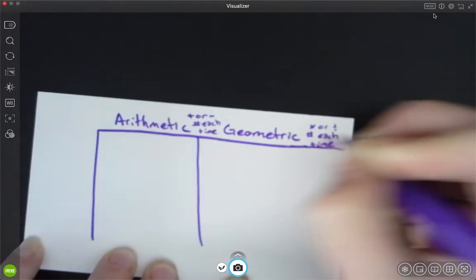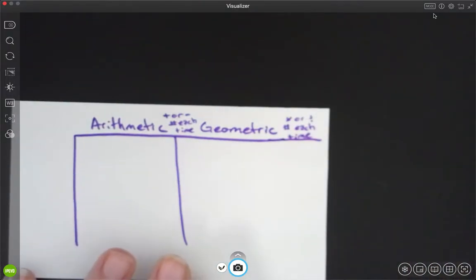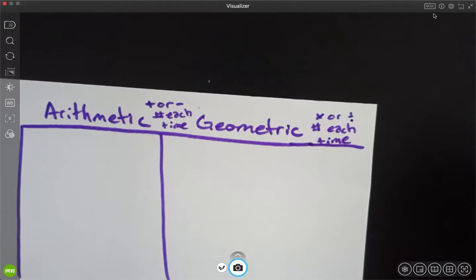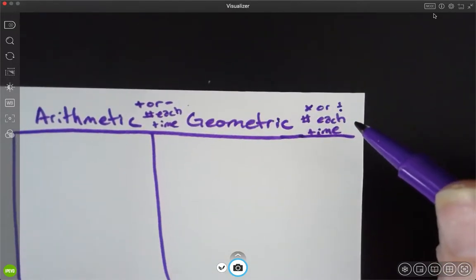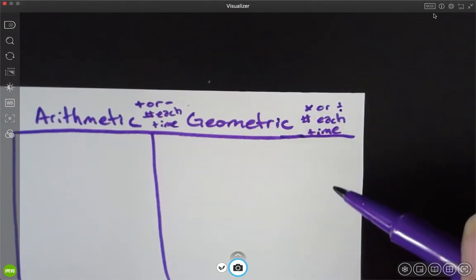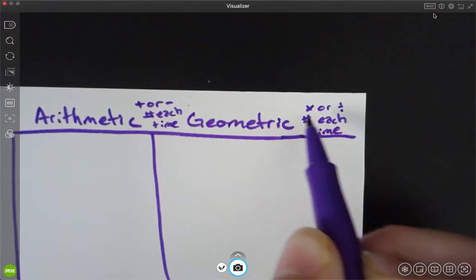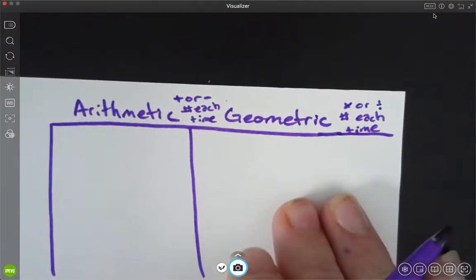Now, when you're doing geometric, a lot of times when you're dividing by a number, they will not put it as division. They will write it as like 1/2 or something. So if you're dividing by 2, they'll write it as 1/2, and they'll leave everything as a multiplication. Okay, so arithmetic, geometric.